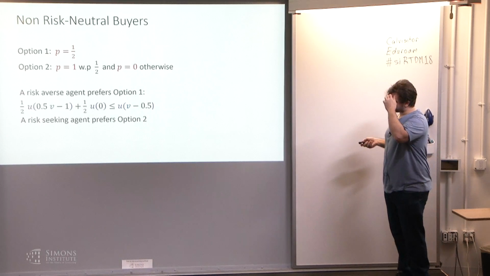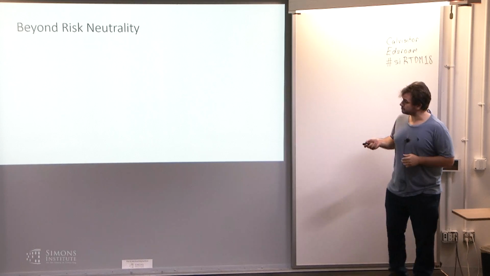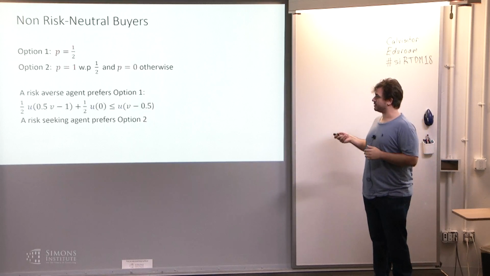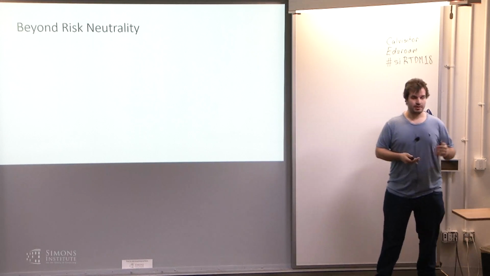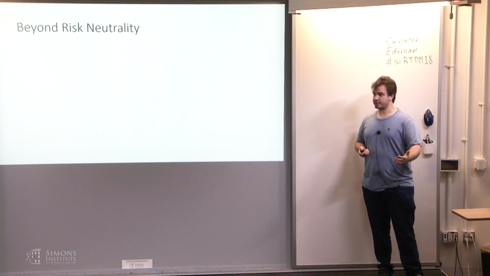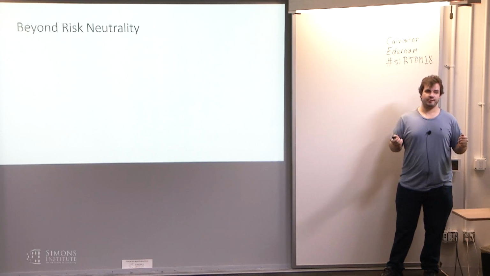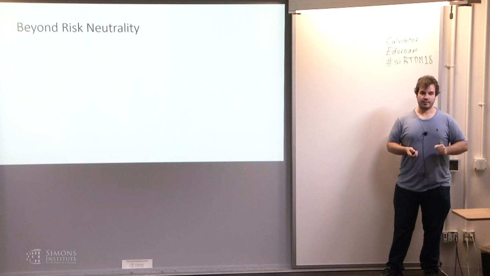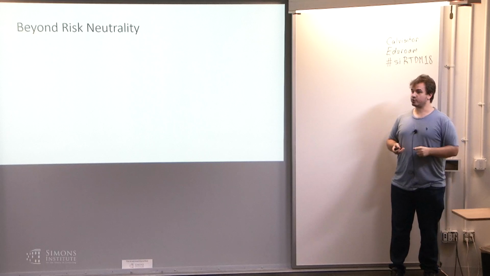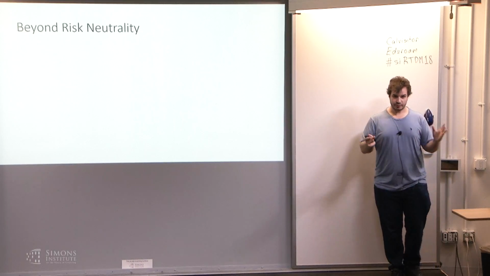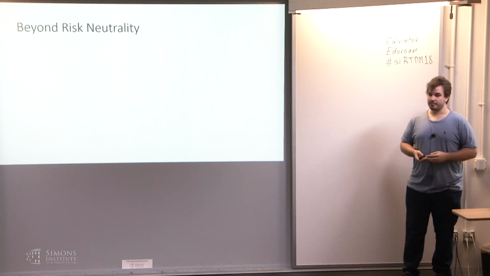Now, the natural question is, what happens when we don't have risk neutral agents? I described to you the optimal auction for risk neutral agents, and now suddenly I tell you, well, your agents are not risk neutral anymore. They are risk averse or risk seekers or something. Should you worry? Suddenly, whatever I was doing doesn't produce as much revenue as it did before.